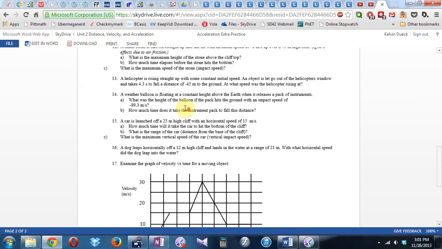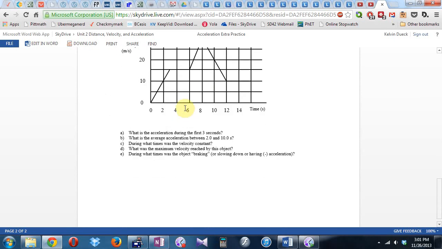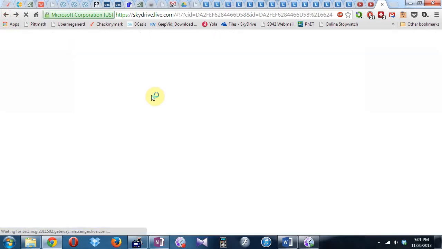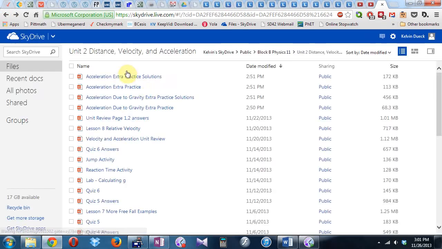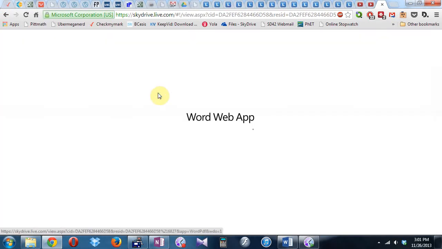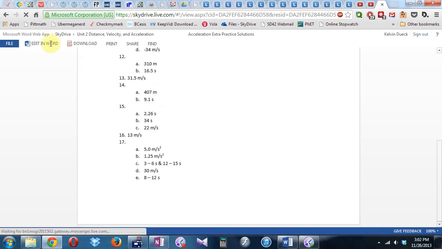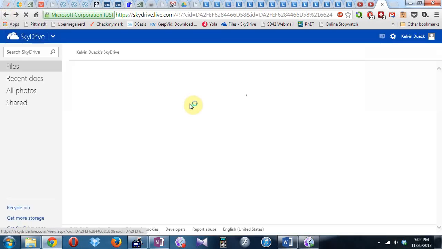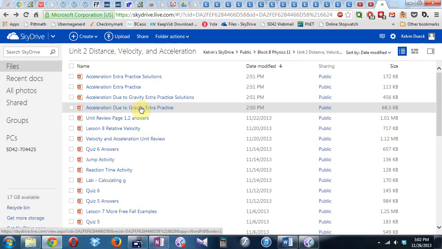I see some relative velocity. I see a few other things. I see interpreting a graph. Looks like it's good practice. And then he's also put a solution key. And then for the acceleration due to gravity, which is free fall, he's got some good extra free fall practice.